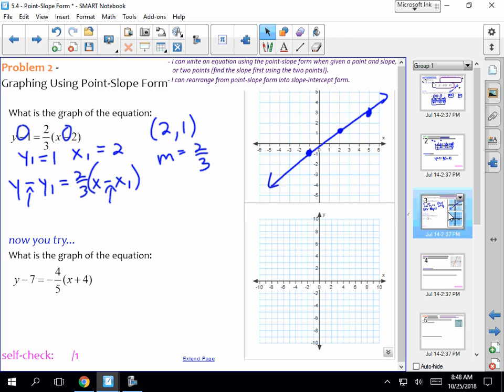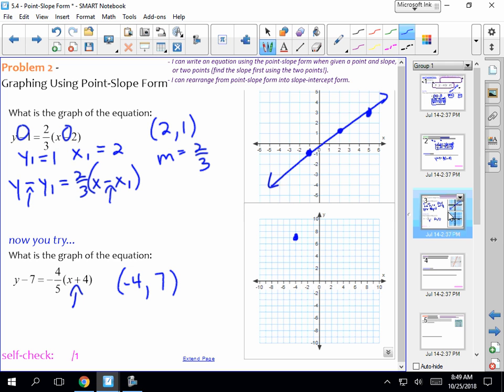What's the coordinate we're going to start at on the now you try? And is it positive or negative 4? It's a negative 4 because why? It's a positive here, so we've got to take the opposite of that sign. Yeah. So negative 4 comma 7. So you go to negative 4 comma 7.